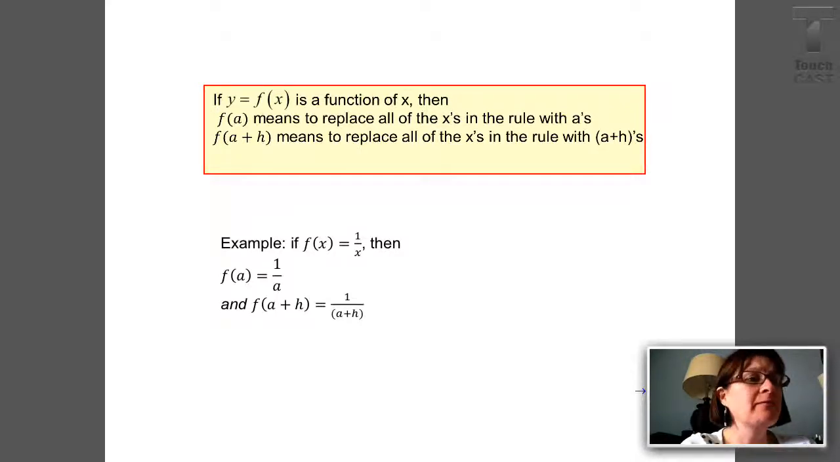So if f of x is some function of x, f of a just means take all the x's in that rule and replace them with a's. F of a plus h means take all the x's and replace them with a plus h. You might like to keep a plus h in parentheses.